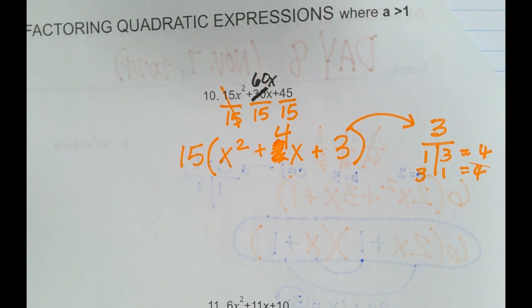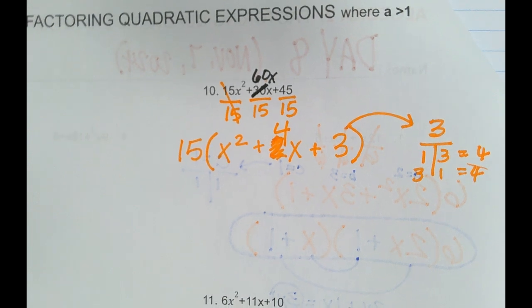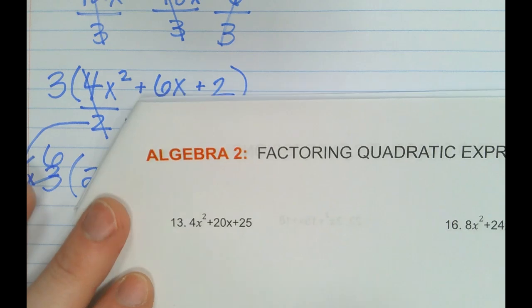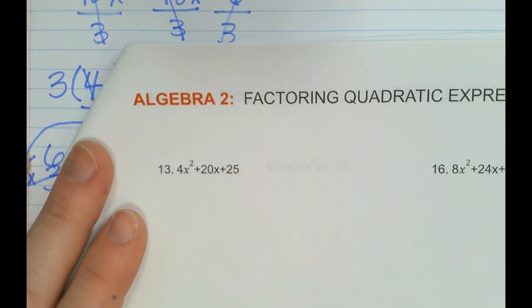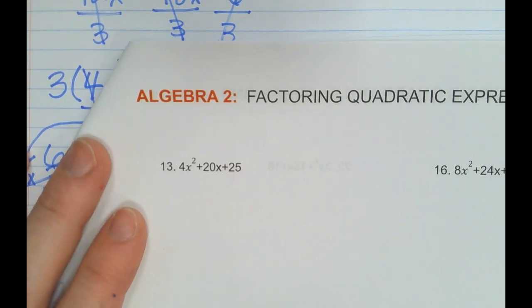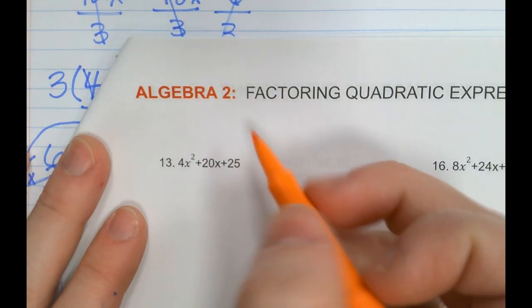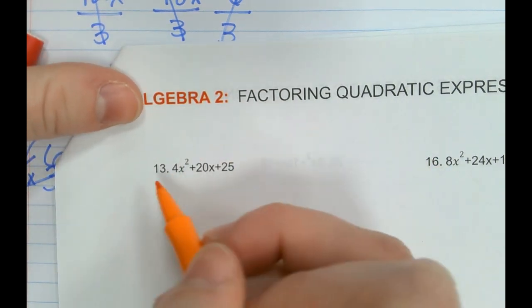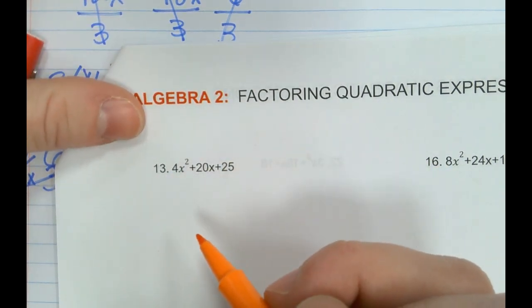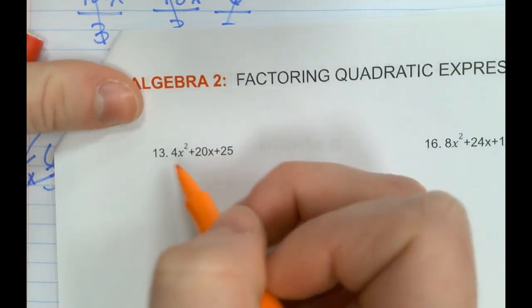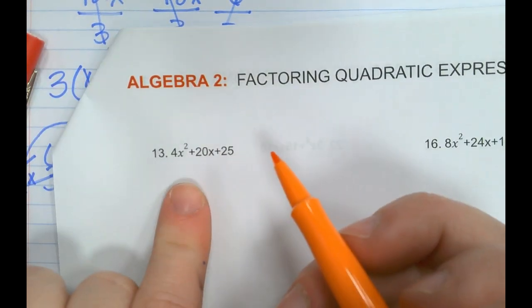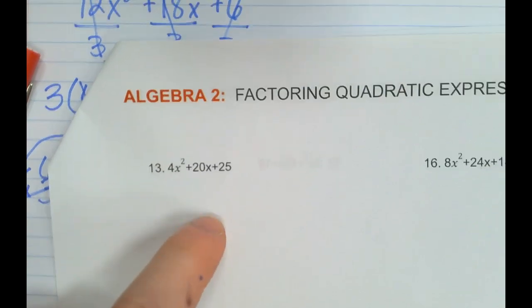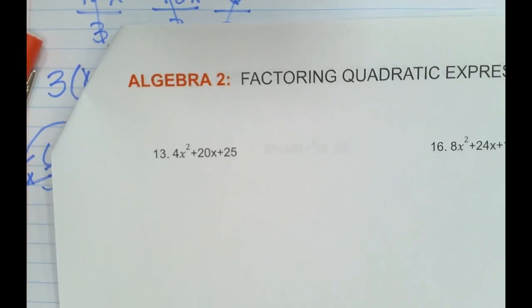Okay, you said number 13 we want to look at? It's the one where the equation changes. Okay. Let's look at 13. Either 13 or 16. 4x squared plus 20x plus 25. Let's see. There's no greatest common factor, is there? No. So we drop down. This one I think we actually are going to be able to do. Let me check the answer key and make sure that it's correct.